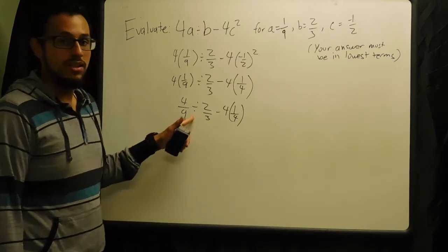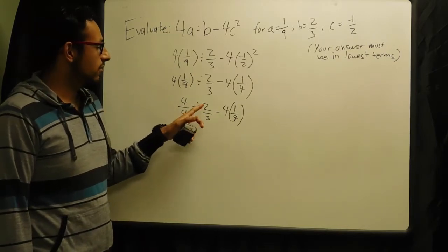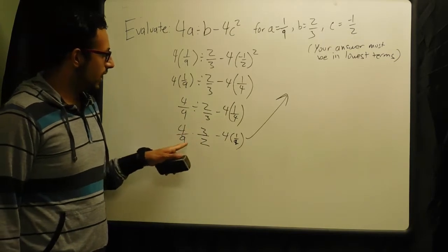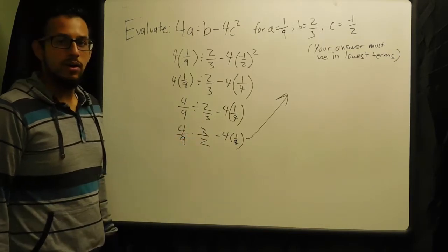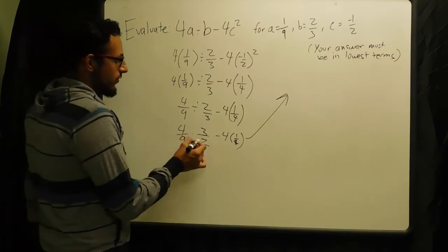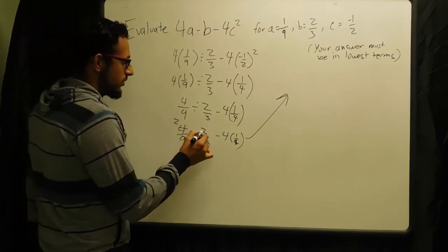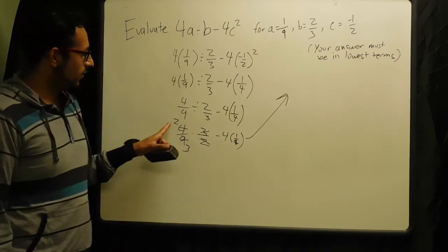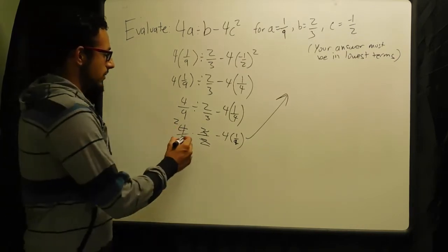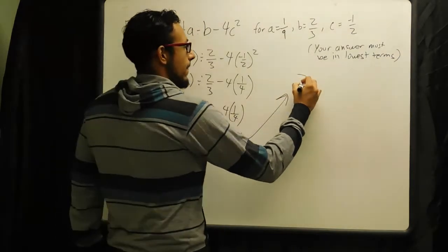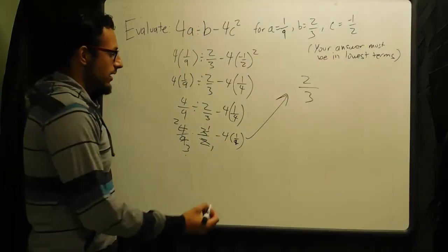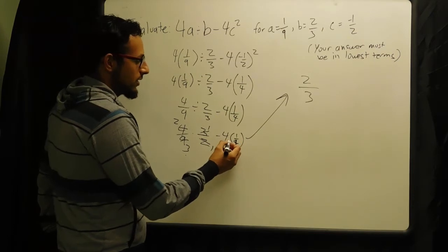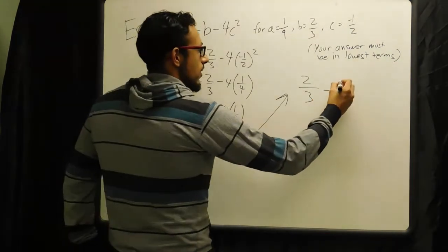Easiest way to do this is to do multiplication and flip this fraction. So 4/9 times 3/2, we're going to cross simplify. 2 goes into 4 2 times, 3 goes into 9 3 times. So what we have left is 2/3. And now we're going to multiply this. 4 times 1/4, this is going to be 4 times 1 is 4/4.